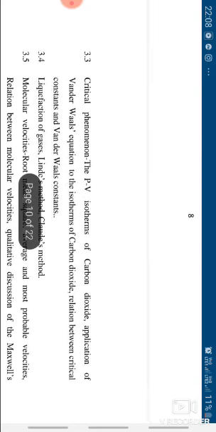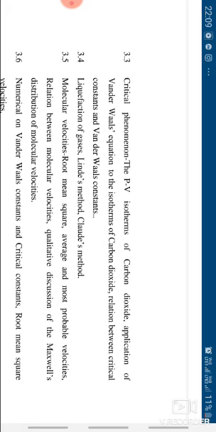Then the next is critical phenomenon. For example, we will see critical temperature, critical volume, critical pressure. Okay, the pressure volume isotherm of carbon dioxide, and then application of van der Waals equation to the isotherm of carbon dioxide. Then lastly we will see the relation between critical constants and van der Waals constants. This study is all mathematical background. Okay, there is a certain need of physics background also.